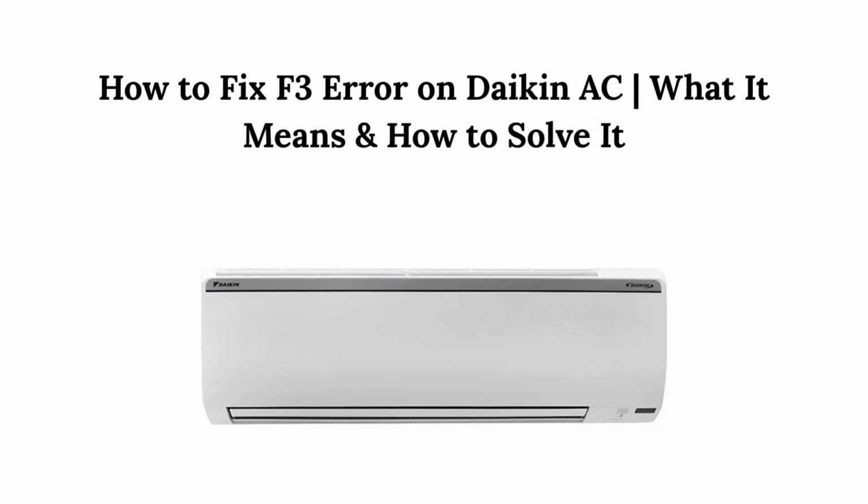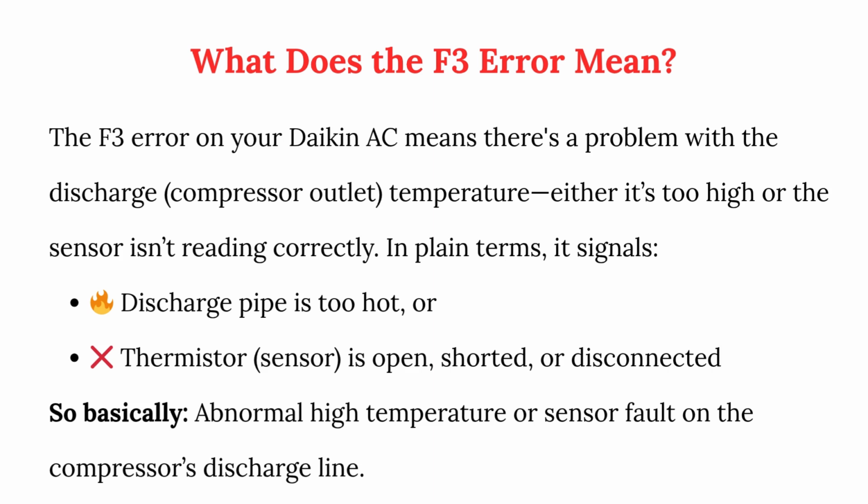How to fix F3 error on Daikin AC, what it means, and how to solve it. What does the F3 error mean? The F3 error on your Daikin AC means there's a problem with the discharge, compressor outlet, temperature. Either it's too high or the sensor isn't reading correctly. In plain terms, it signals the discharge pipe is too hot, or the thermistor sensor is open, shorted, or disconnected. So basically, abnormal high temperature or sensor fault on the compressor's discharge line.